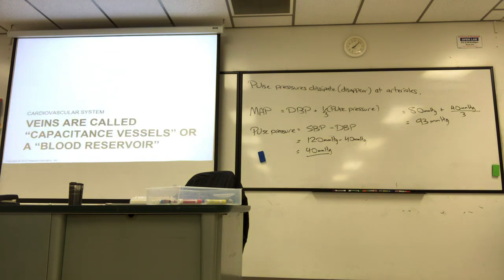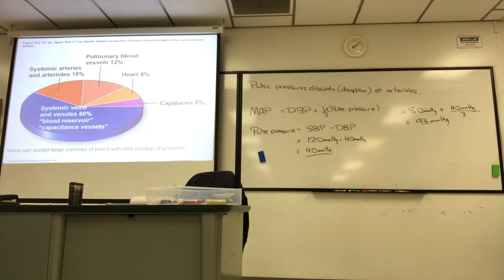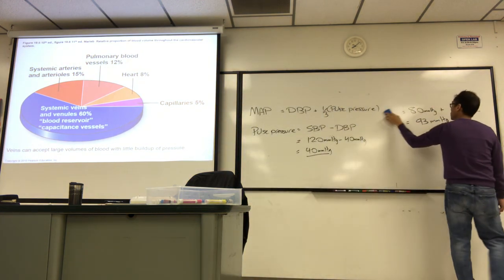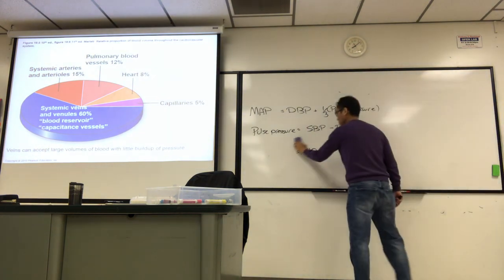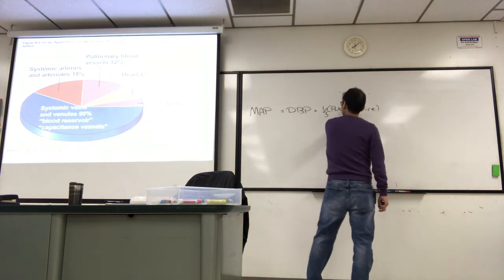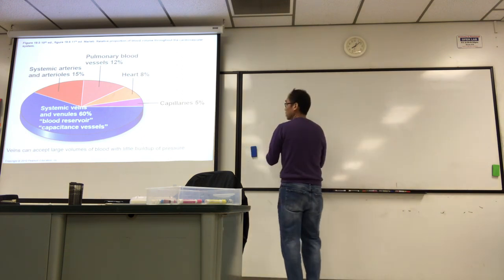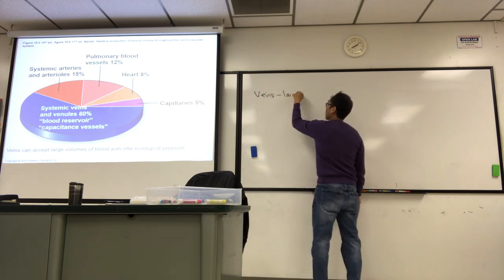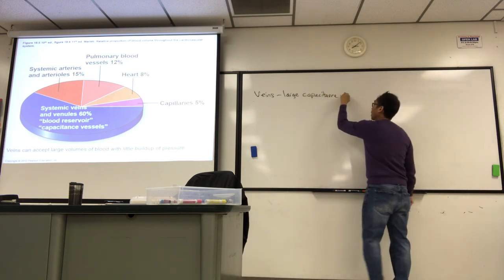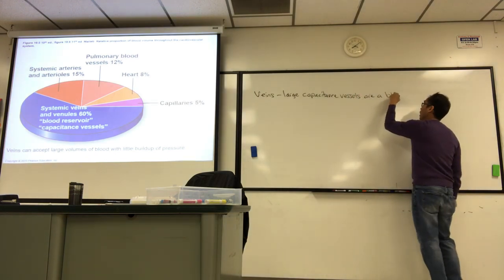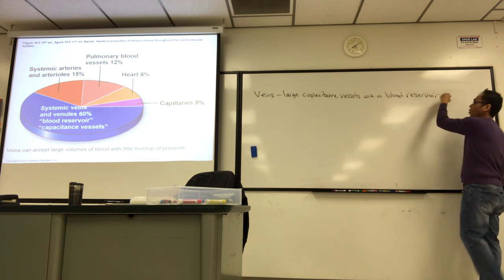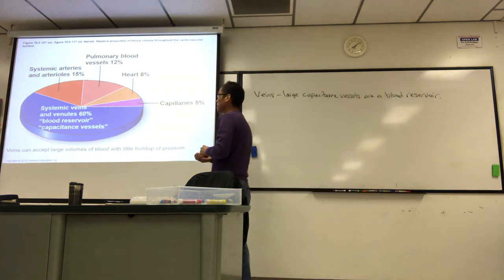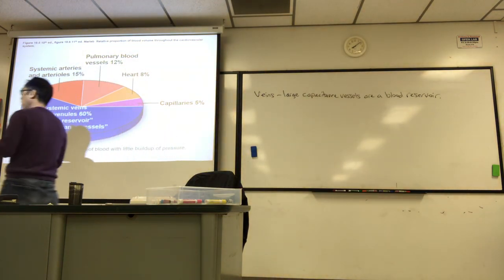The whole thing I mentioned it. I said that veins are a blood reservoir. You should write that in your notes. Here's a pie chart that shows it. Large capacitance vessels are a blood reservoir. They have about 60% of blood at any given time. Systemic arteries, maybe 15%. You can see how it's distributed in other places. But mostly, the blood at any given time is just sitting in your veins.